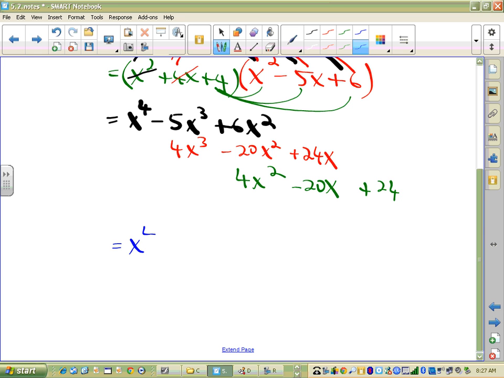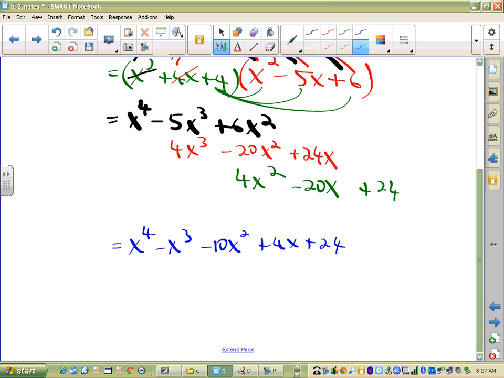So I get x to the 4th minus x cubed. 6 minus 20 is negative 14. Negative 14 plus 4, I guess that's negative 10. Minus 10x squared plus 4x plus 24. Wow.